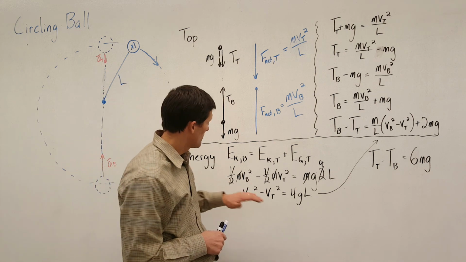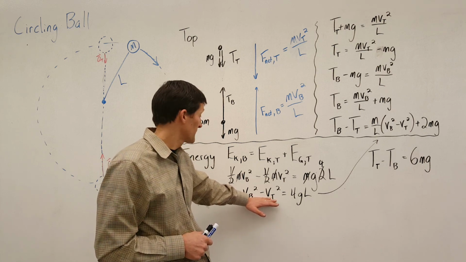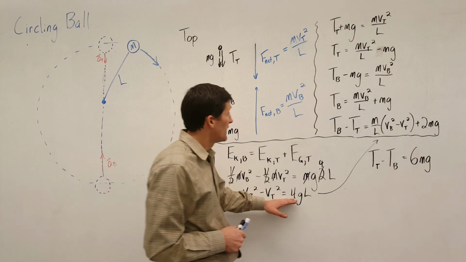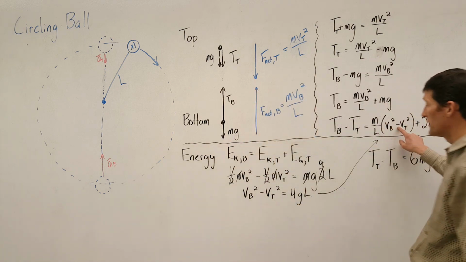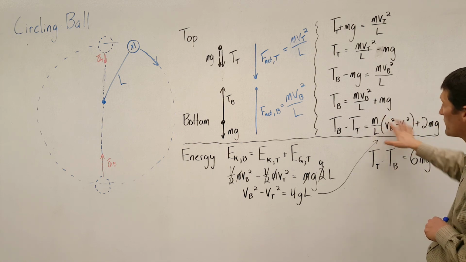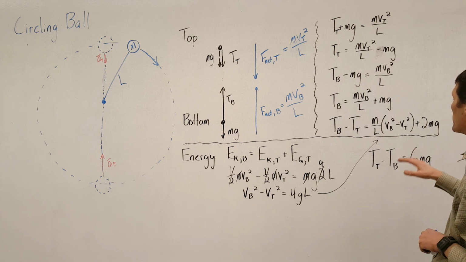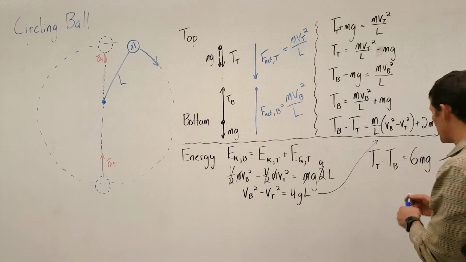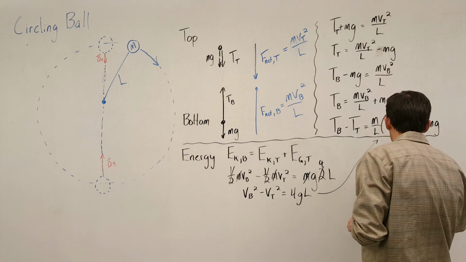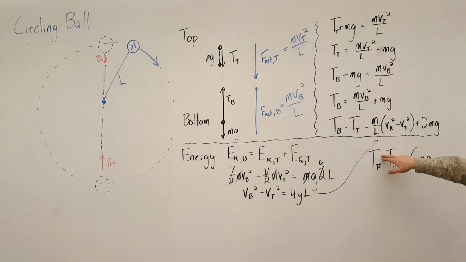And now I'm almost there, so I just take this expression for the difference in the speed at the bottom and the speed at the top squared, and I plug it in over here in my expression for the difference in the tensions, and sure enough, you can check this yourself, but everything simplifies dramatically, and I end up with the difference in tension, again bottom minus top, the difference in the tension at the two points in the circle is equal to 6 times the mass times gravity.